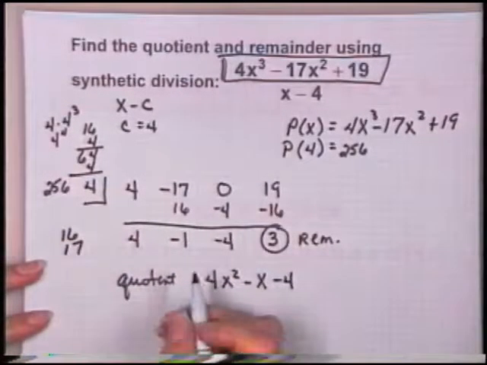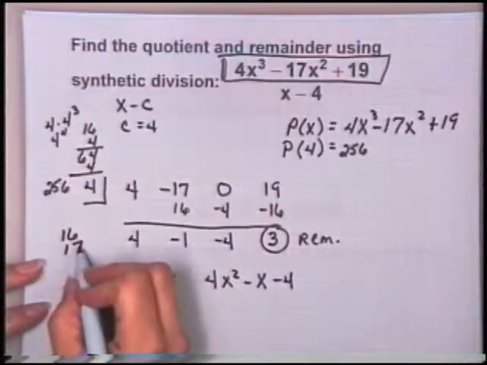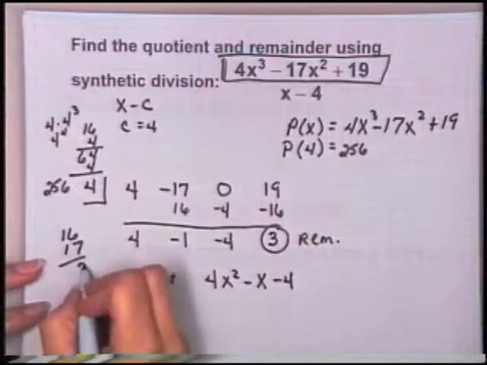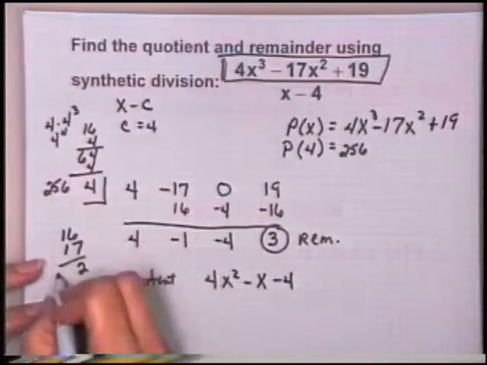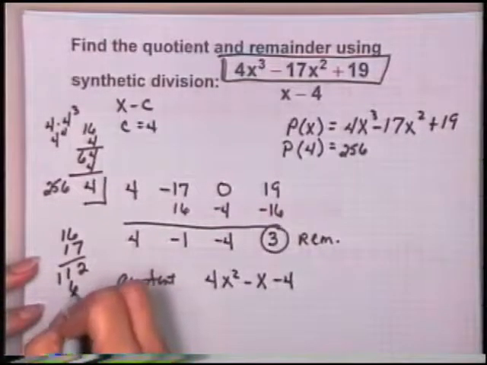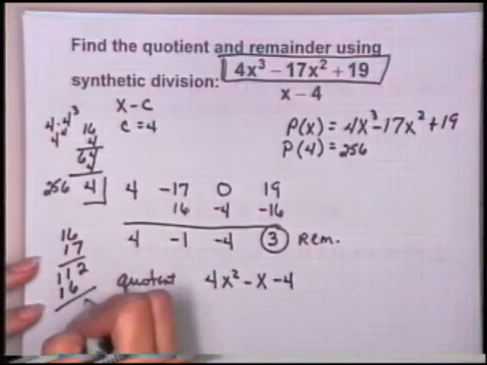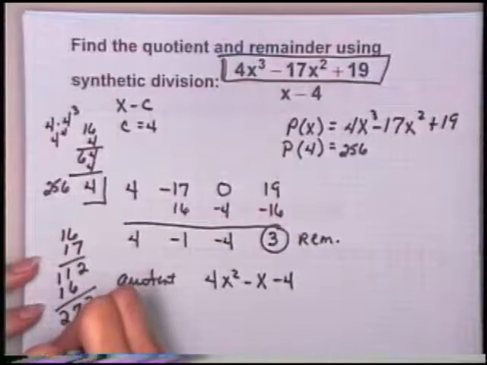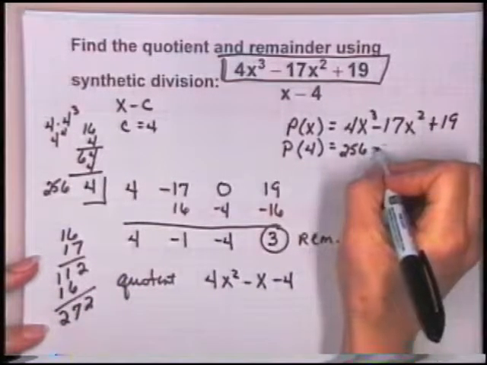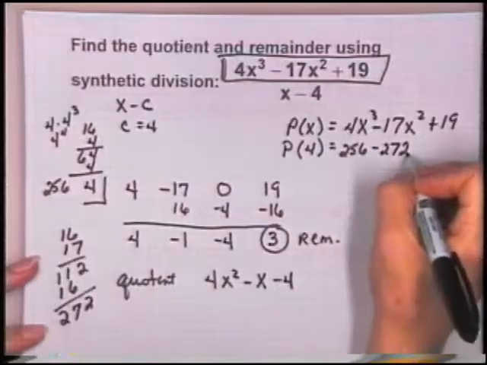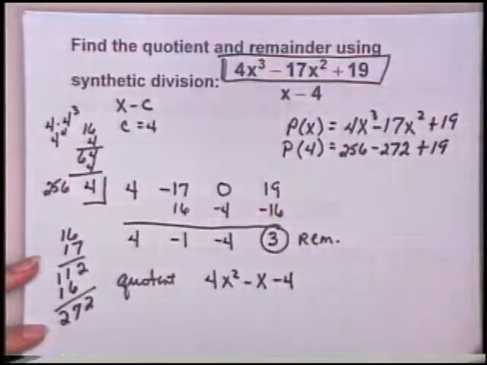16 times 17. Now this would be faster with a calculator. I don't happen to have one, so we'll do this the long way. 7 times 6 is 42. I'm carrying 4. 7 and 4 is 11. 6 and 1. So that's 272. Notice that'll be negative, minus 272. And then plus 19, right?